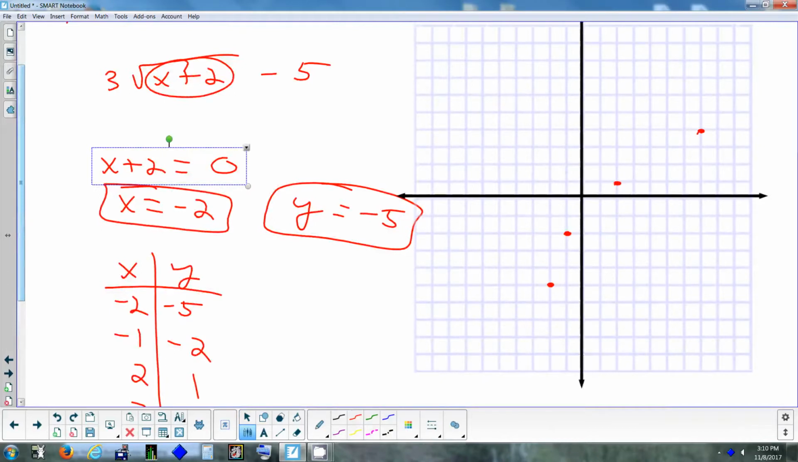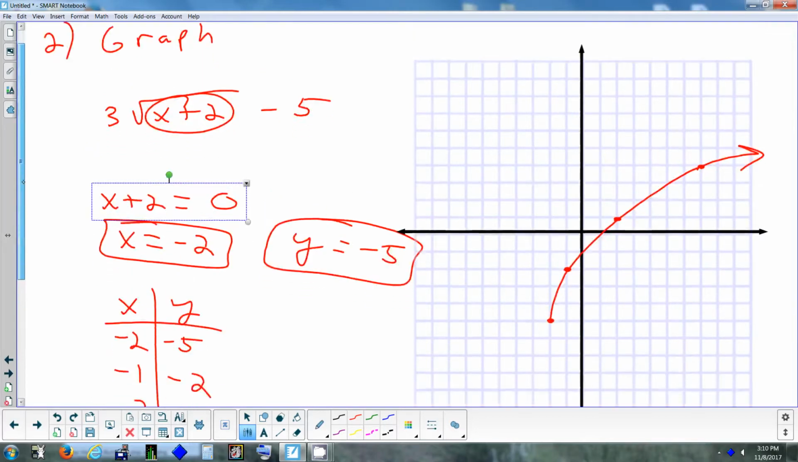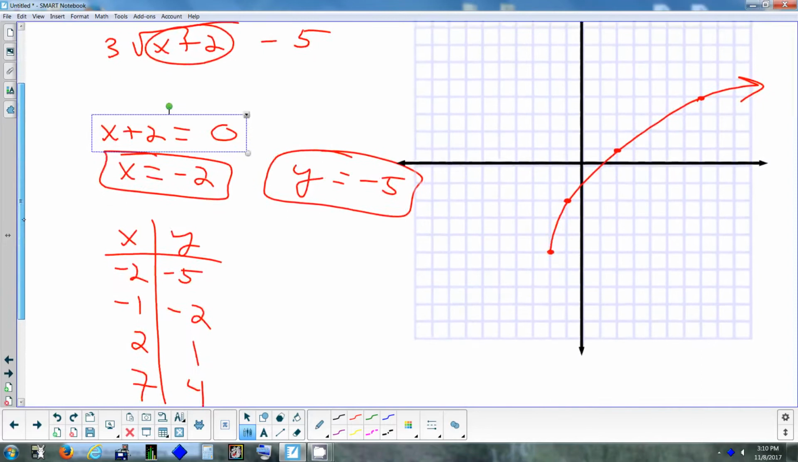Okay, so I can see the curve pretty good from that graph. So our function goes up, and it goes in that direction forever. Remember, that is a starting point, so it does not go any lower than that. It does not go to the left of that. And that's it. That's your sketch. Any questions on how we sketch that?